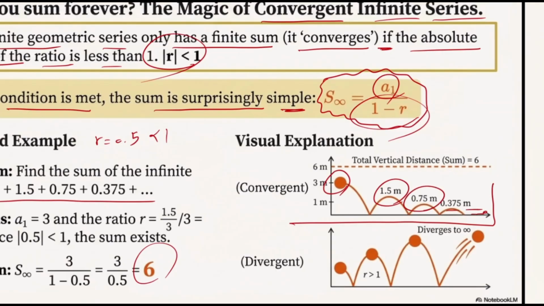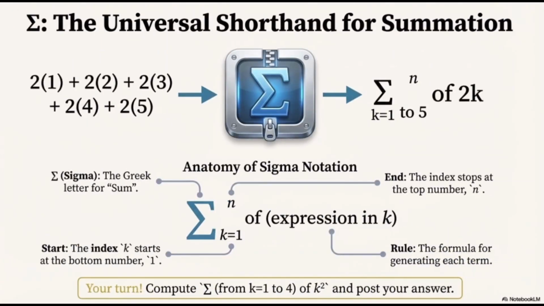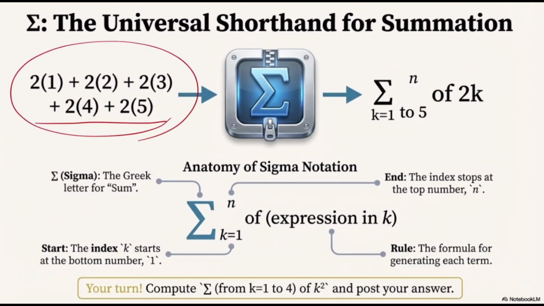But if I have divergence, it means that the number is increasing and increasing, and actually I can't find any number for the final summation of all of that. So here's the interesting part. Rather than just writing down my numbers plus each other, we are going to find a symbol that shows this without any messy condition. The universal shorthand for summation is something that we call sigma.